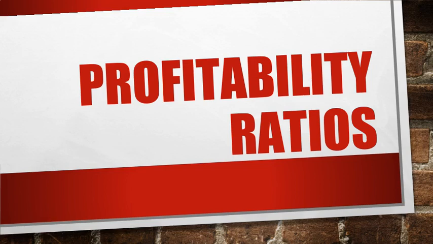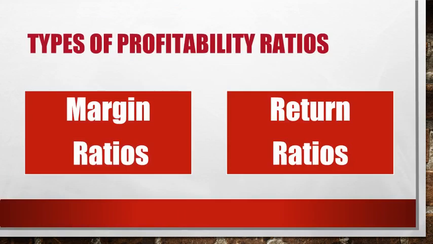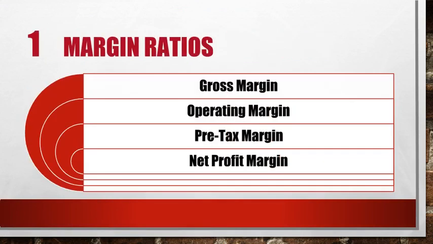Profitability refers to the financial performance of the business. Accounting ratios that measure profitability are known as profitability ratios. Profitability ratios are divided into two categories: margin ratios and return ratios. Margin ratios determine the profitability of the company at different levels of cost.